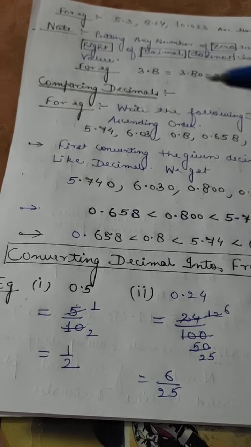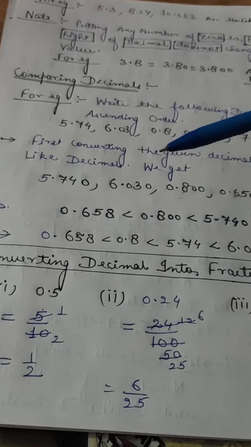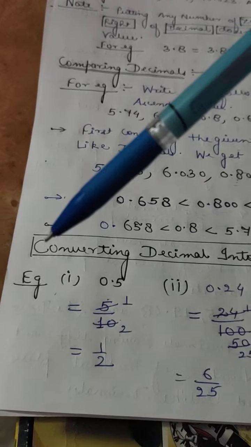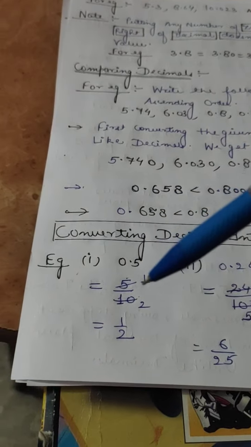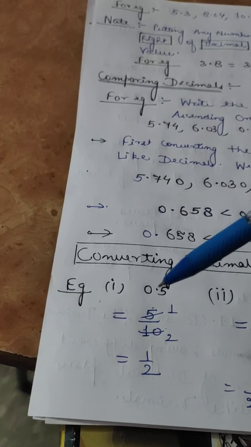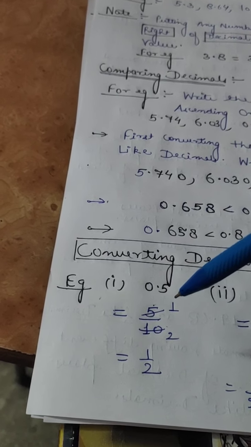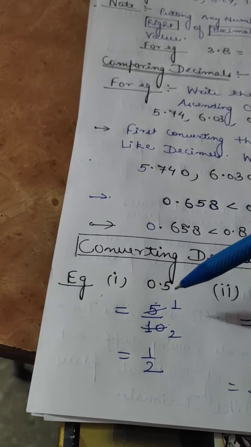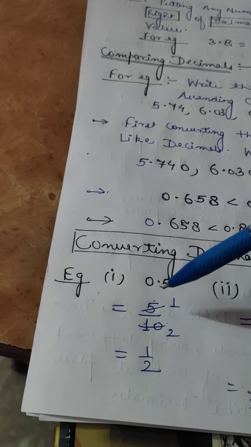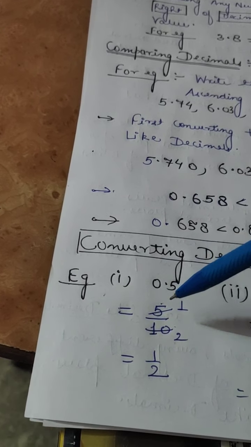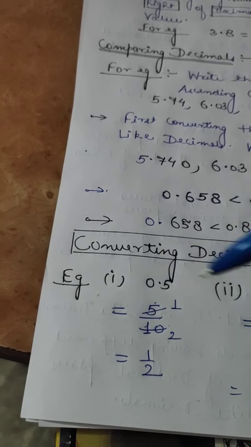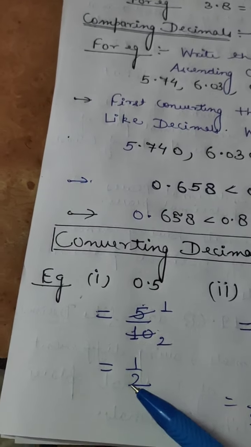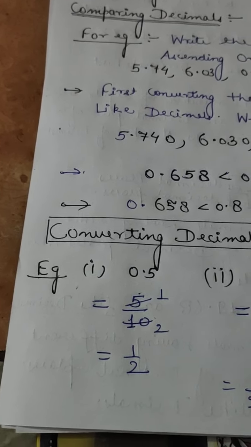Hope you understand the above comparison. Now coming on to the next topic, converting the decimal into fraction. Here 0.5 is the decimal number. So here the decimal point is present after one place, so we write it as 5 upon 10. It can be further simplified, which will give the fraction 1 by 2.